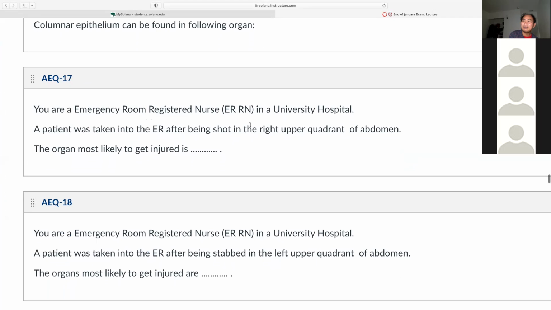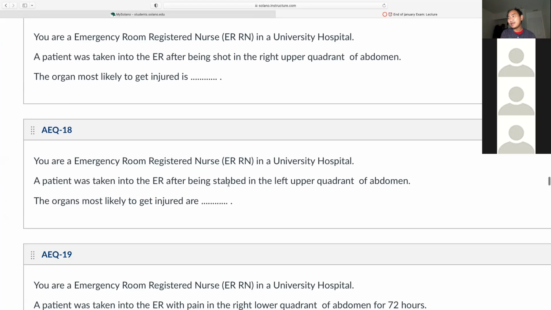You are in the ER. A patient is taken into the ER after being shot in the right upper quadrant of the abdomen. The organ most likely to get injured is the liver. Yeah, perfect. That's the right upper quadrant organ you are thinking of, isn't it?